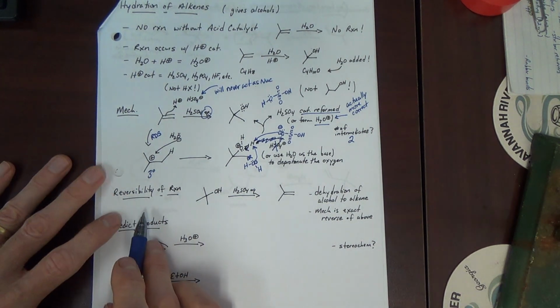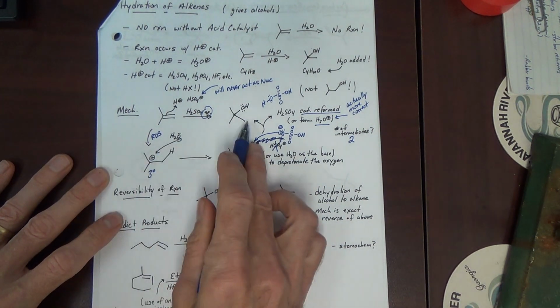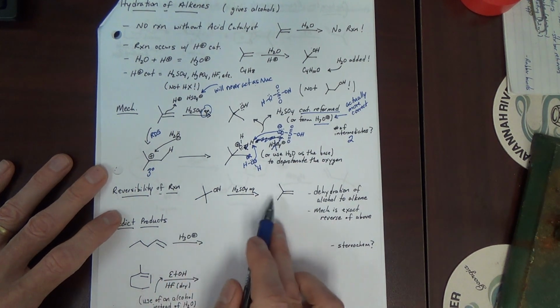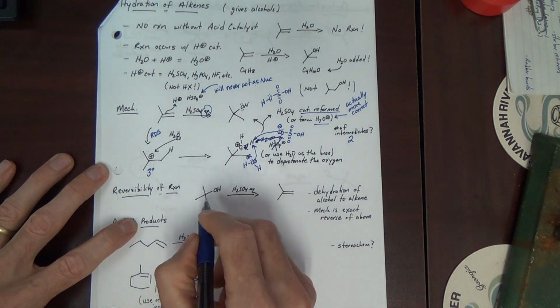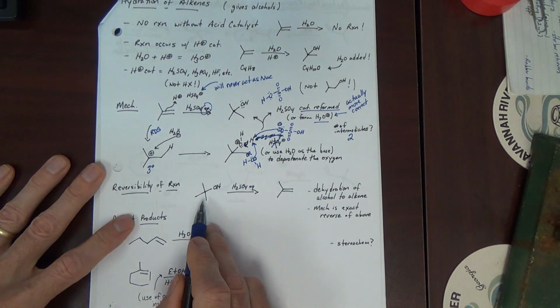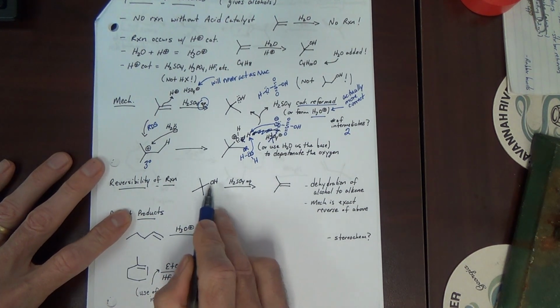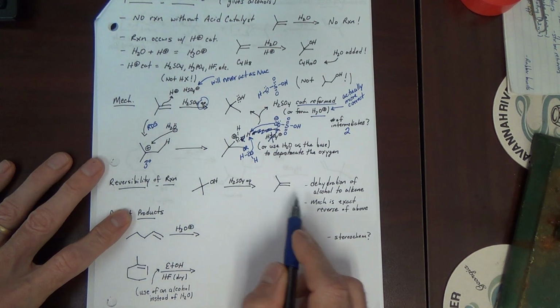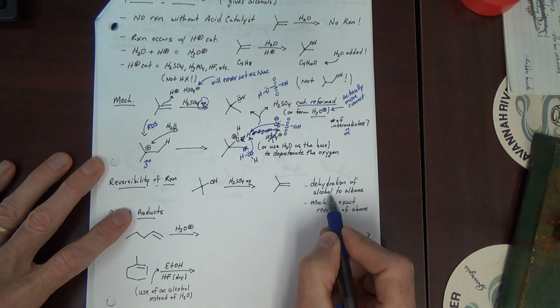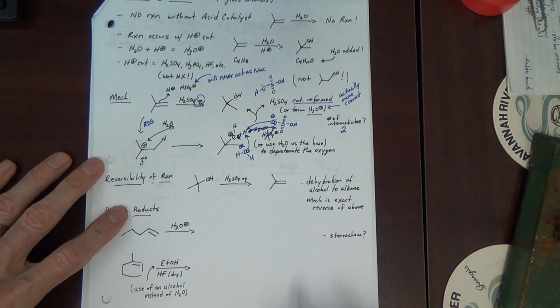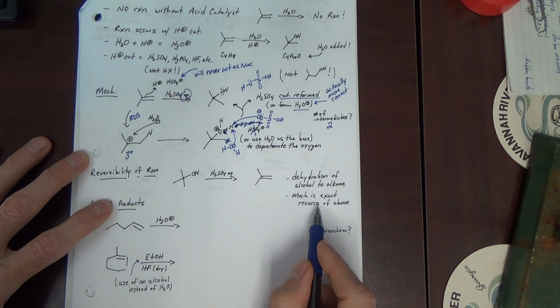Now, I'll make a comment here. The hydration of an alkene is actually very reversible. If you take an alcohol, we can treat it with an acid catalyst and we can go back to the alkene, and that would be called a dehydration of an alcohol. And the mechanism is the exact reverse.